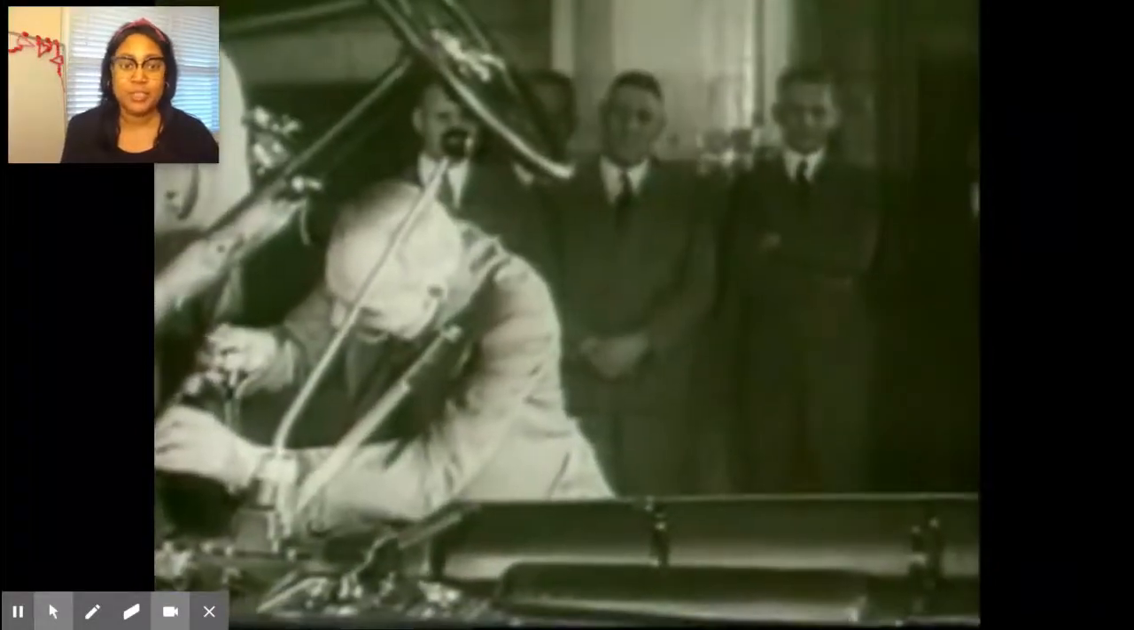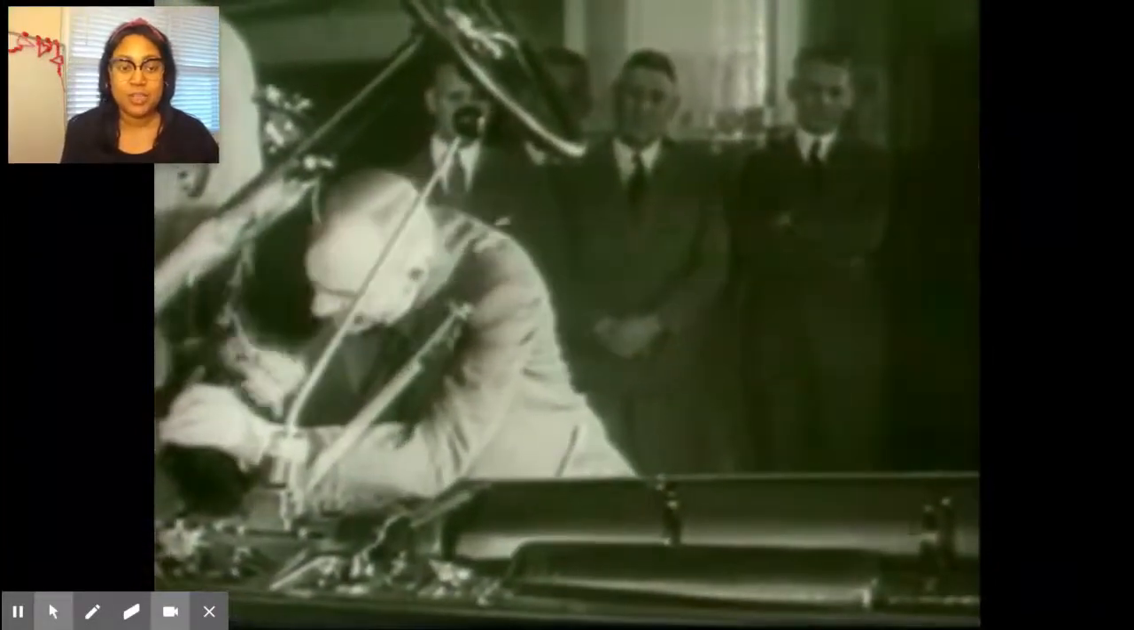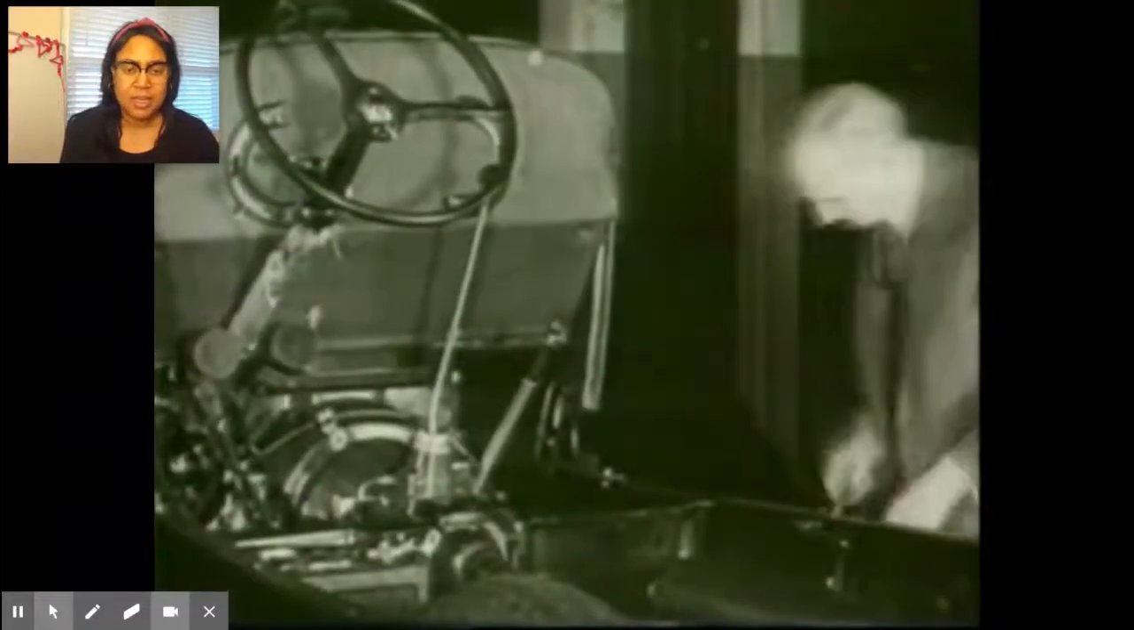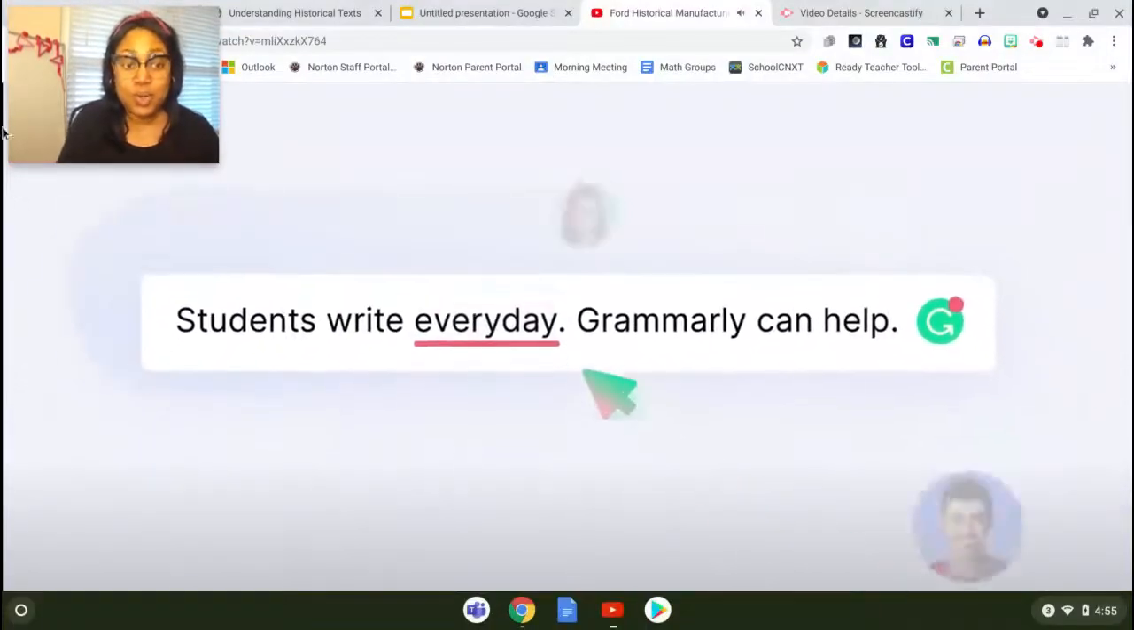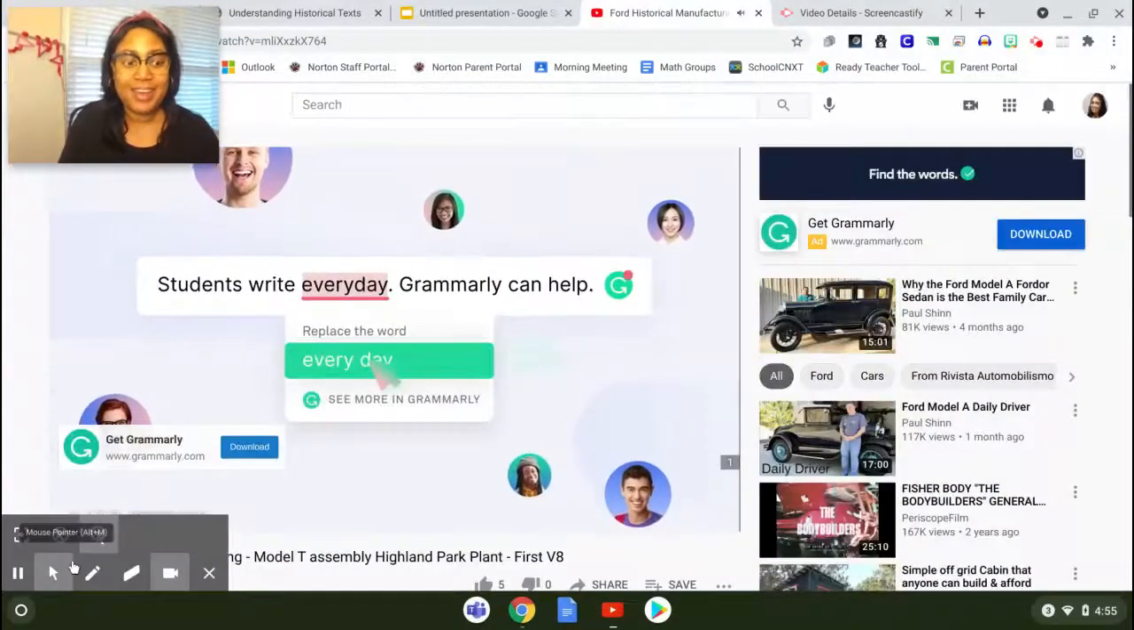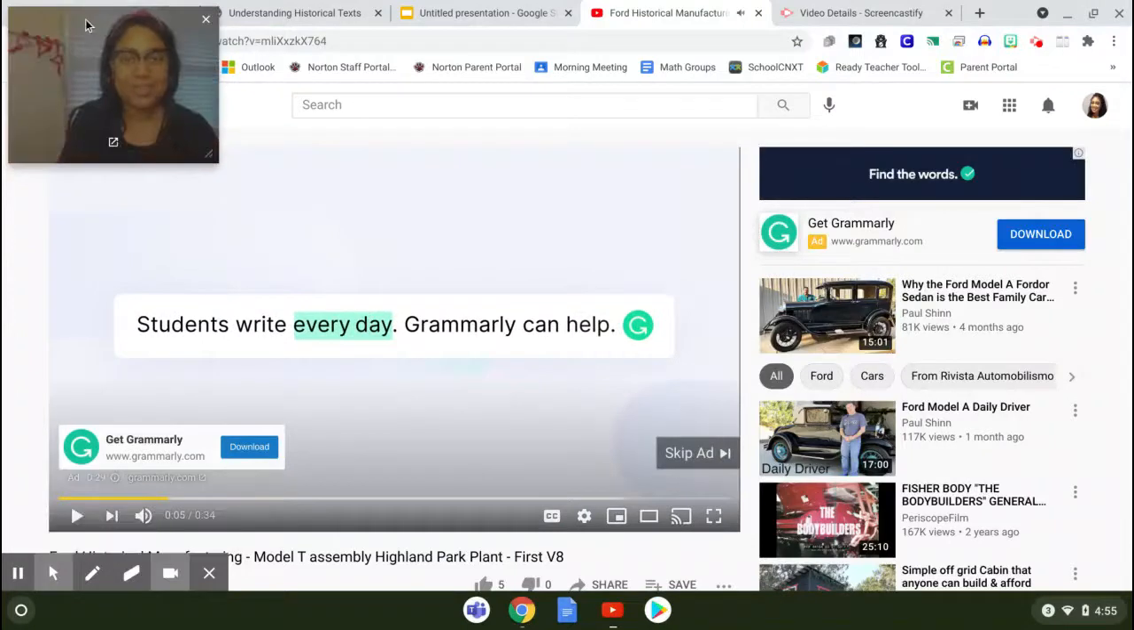So you can see there are special people to check the car to make sure it's working properly. Each person has their own job, and they have the common goal of making sure that the car is built to perfection. So let's talk about how this relates to our reading. All right, see you in just a second.